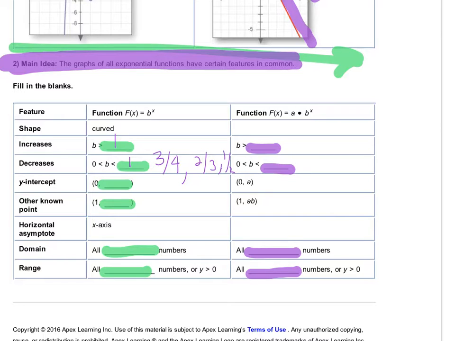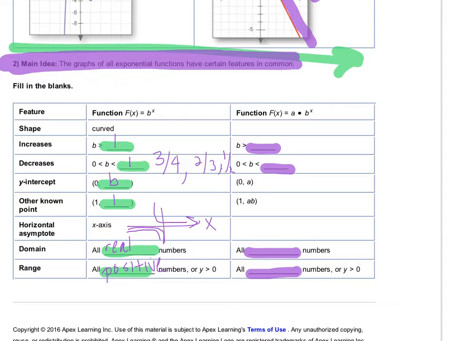The y-intercept happens to occur exactly at the point 0, 1. The other known point on the graph is going to be 1, b, where b is the base of the expression. The horizontal asymptote is the x-axis, so the line will get very close to this x-axis here, but it won't actually touch it. So it could be something like that, or it could be something like that. It should never touch it though. The domain is going to be all real numbers, and the range is going to be all positive numbers.